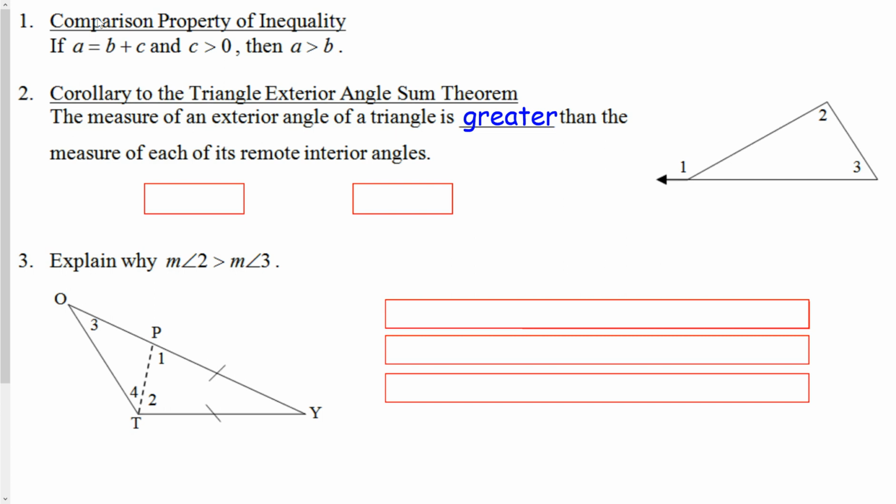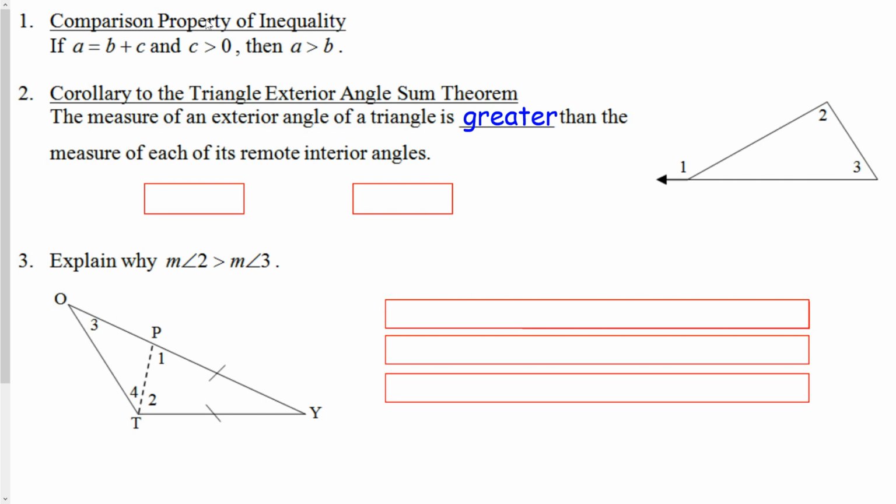So starting this section, we have this comparison property of inequality, which says if you have a value that is equal to the sum of two other values, as long as one of those two values that are being added together is greater than 0, then the sum has to be larger than the first value that is being added.